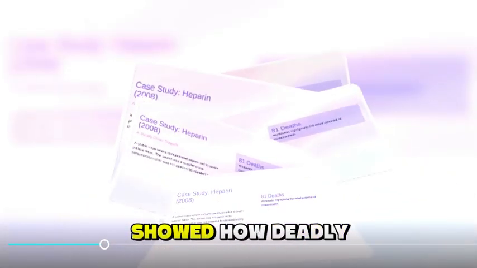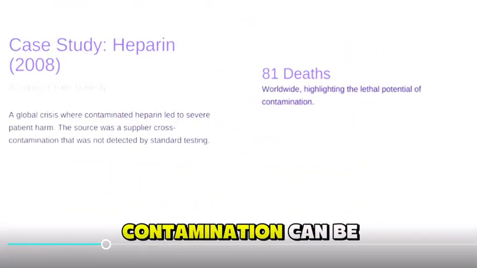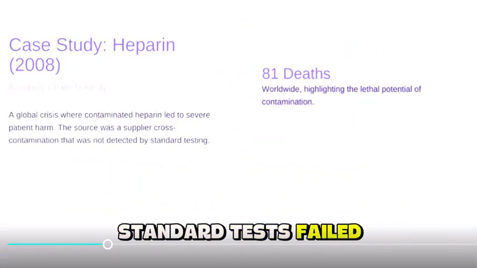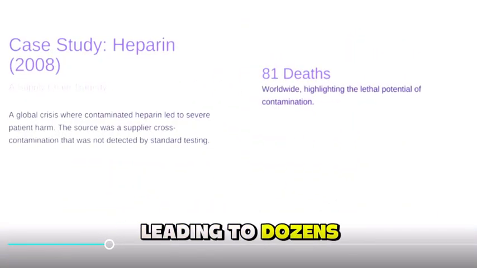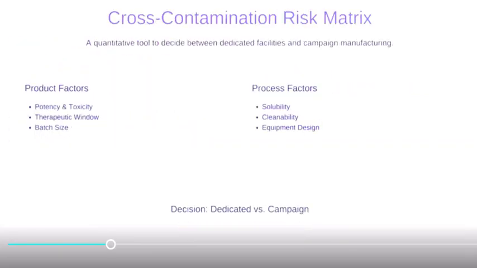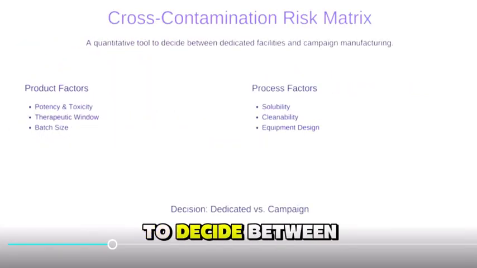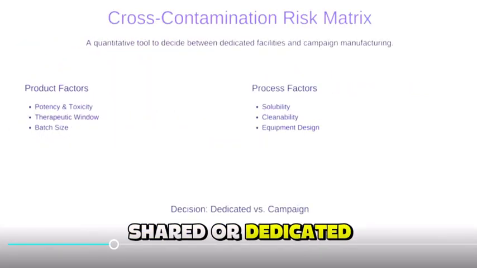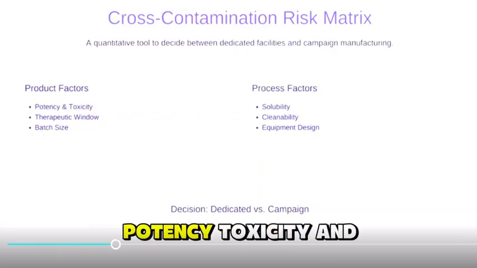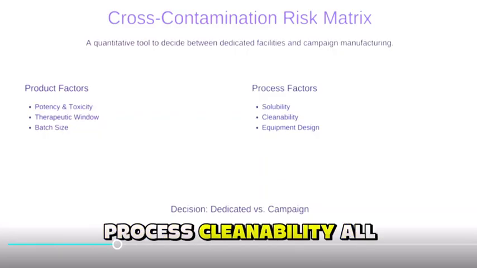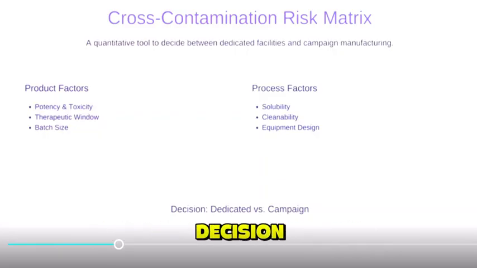The heparin tragedy showed how deadly contamination can be. Standard tests failed to catch it, leading to dozens of patient deaths worldwide. Companies use risk matrices to decide between shared or dedicated facilities. Potency, toxicity, and process cleanability all factor into the decision.